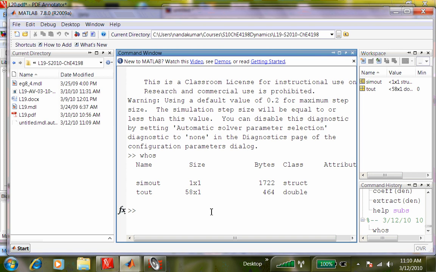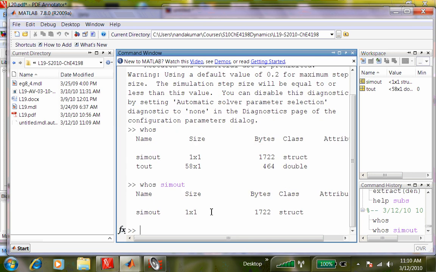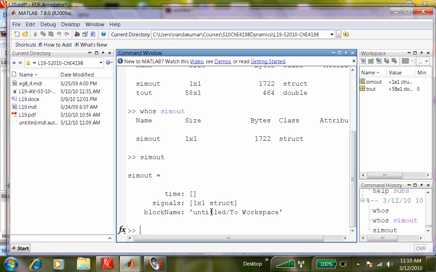So how do you extract the signals out of it? Let's try simout to see whether it gives any additional information. No, it doesn't. If you just type simout, it says there are signals with a one by one structure. Unless you are familiar with structured variables, have you done C++ or any structured variable concepts before? Only arrays. You're familiar with arrays, right? The structured variable, basically, in the same variable name, you can pass a more complicated data structure. So it's basically a database management kind of thing.